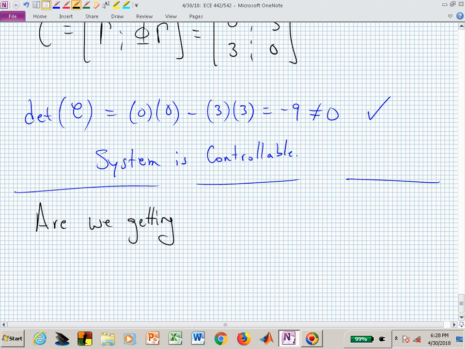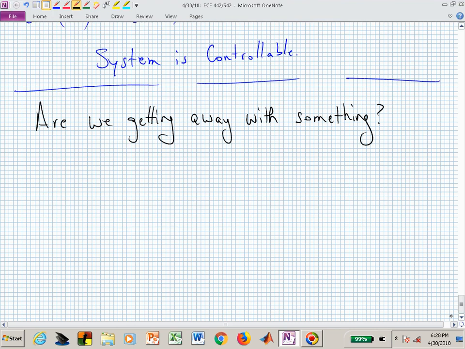So the question is, are we getting away with something when we've now switched to doing full state feedback, or now that we're doing state space representation and control design with state space matrices?